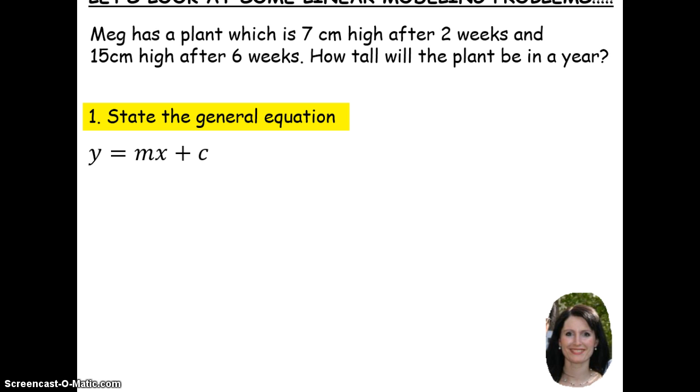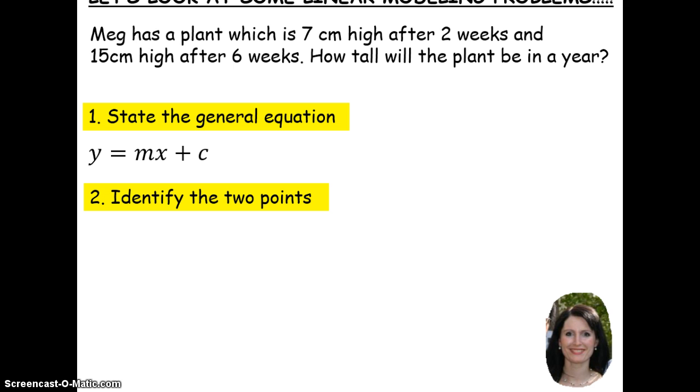Meg has a plant which is 7 centimetres high after 2 weeks and 15 centimetres high after 6 weeks. How tall is Meg's plant going to be in a year? So first of all, I'm going to state the general equation again, being y equals mx plus c. I'm going to identify 2 points. Now here we have to be careful. Think about what x will be and what y will be.